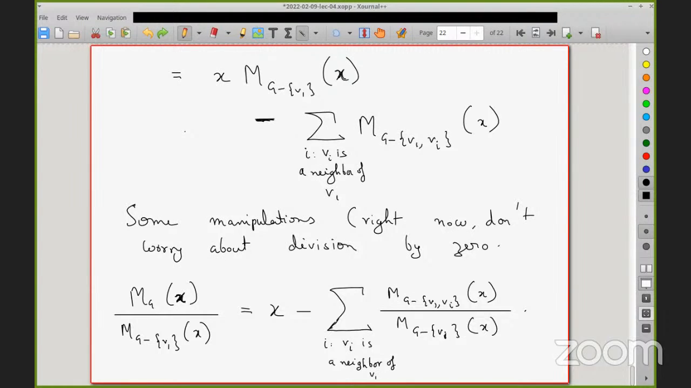Okay, so notice that this thing here and this thing here are of the same form. They're just the same kind of function applied to a different graph. So what is this function? You take the graph, look at the matching polynomial, and then divide by the matching polynomial of the graph minus one vertex. And this is like the reciprocal of that. So this thing here is sort of like a reciprocal of whatever is happening here.